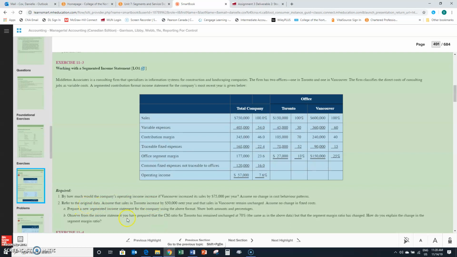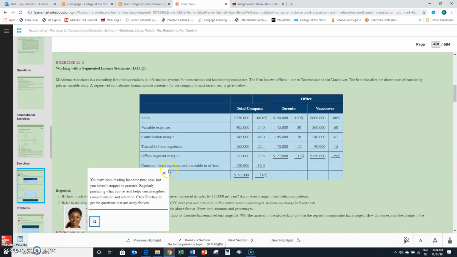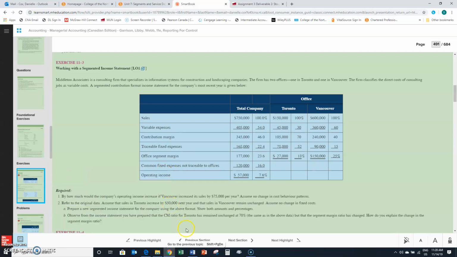Then part 2, refer to the original data. Assume that sales in Toronto increase by 50,000 next year and that sales in Vancouver remain unchanged. Assume no change in fixed costs. Prepare a new segmented income statement for the company, using the above format. Show both amounts and percentages.